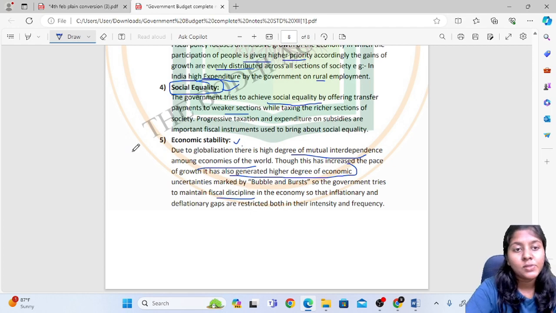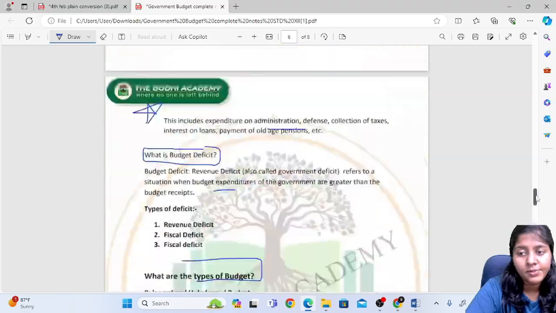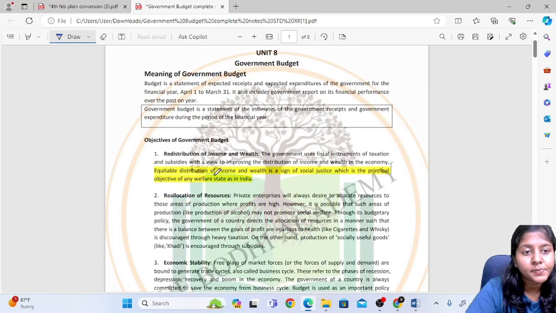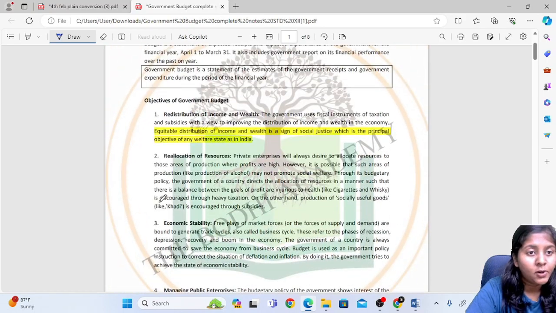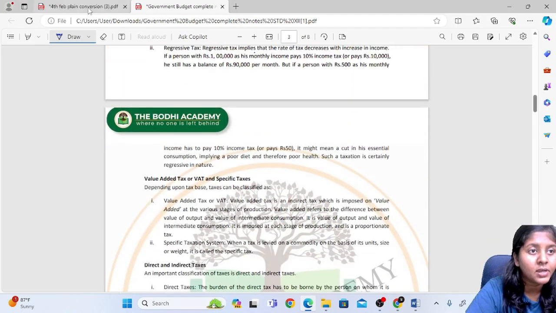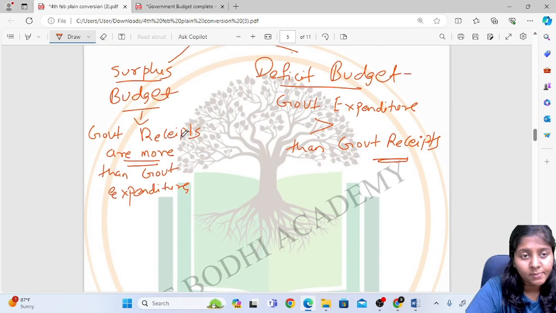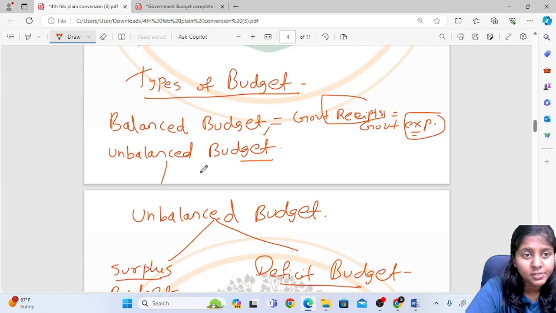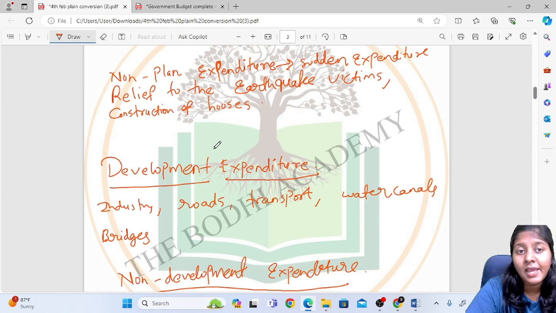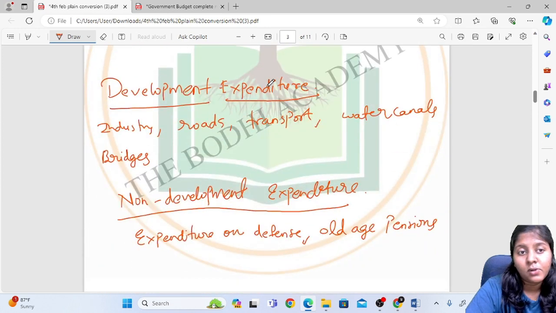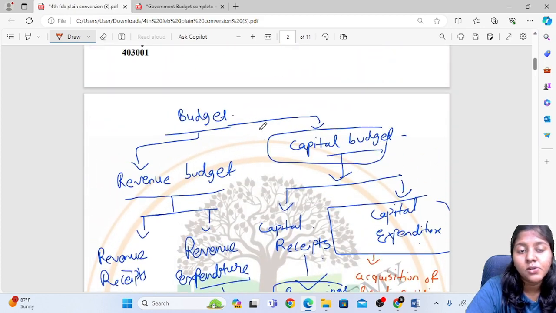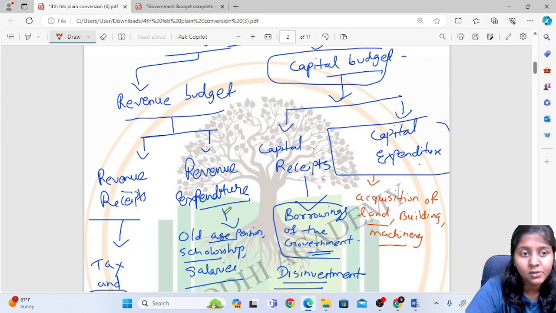So, this is with regard to the government budget. Here we learned about various objectives, then the meaning and structure of the government budget, which are the different tax receipts. Then what are the ways to reduce government expenditure? What are the types of budget? Then we saw what is the budget deficit. Also we saw the plan and non-plan expenditure, and what is development and non-development expenditure. So these are some of the things. Here you have to understand the components, and based on that the questions can be asked.